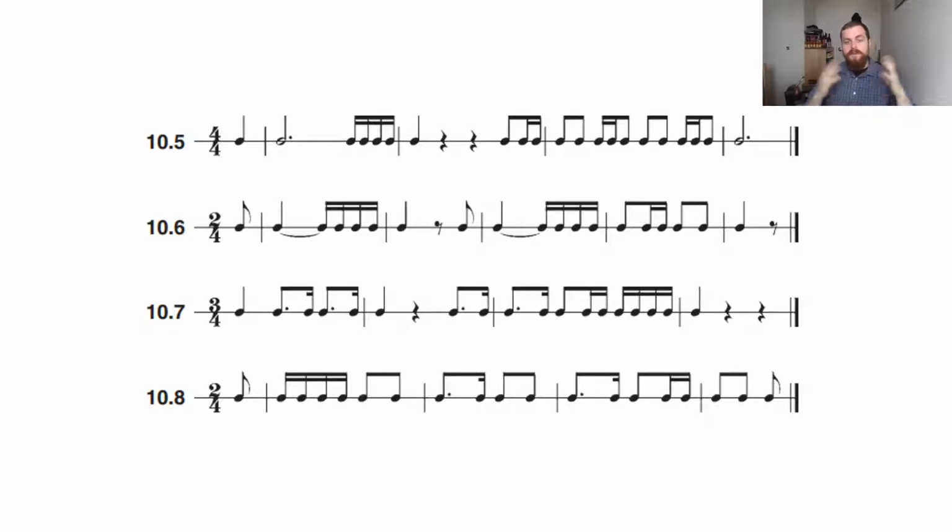Okay, so that's basically what we're going to do for simple time today. This can get a bit more complicated, but for right now, let's just keep it at that, okay? Let's go ahead and move on to compound time now, okay?